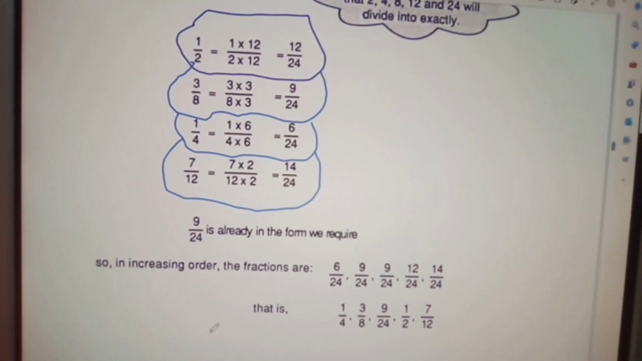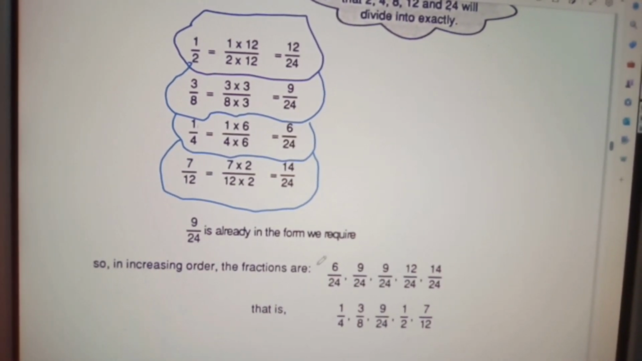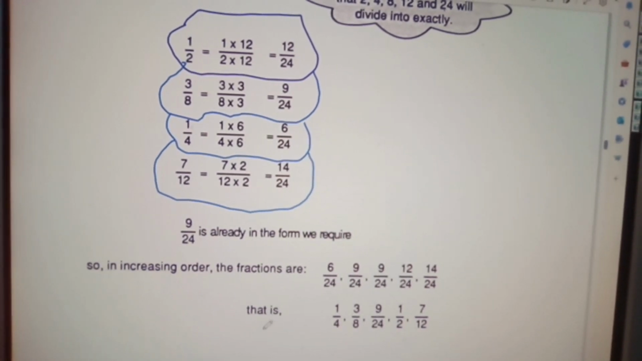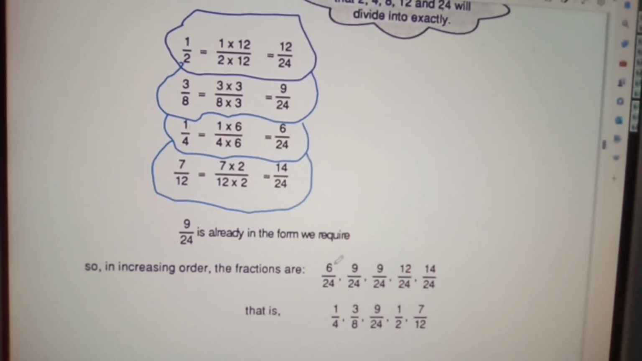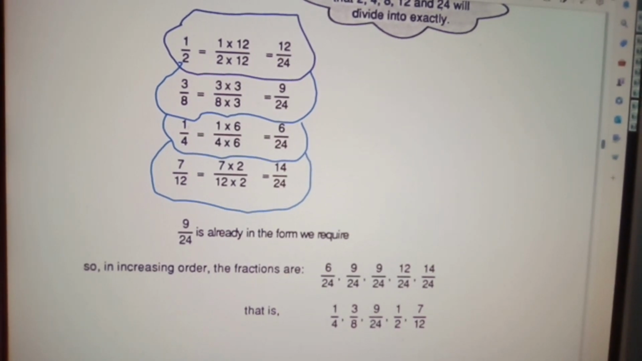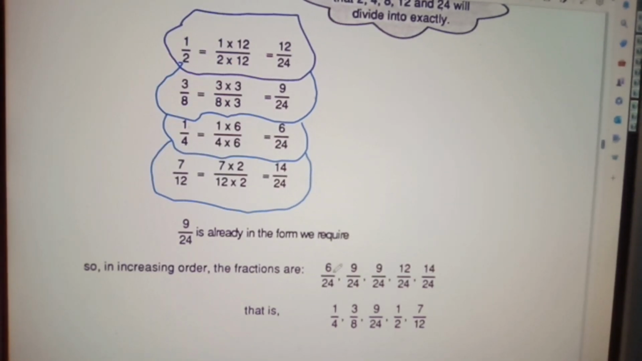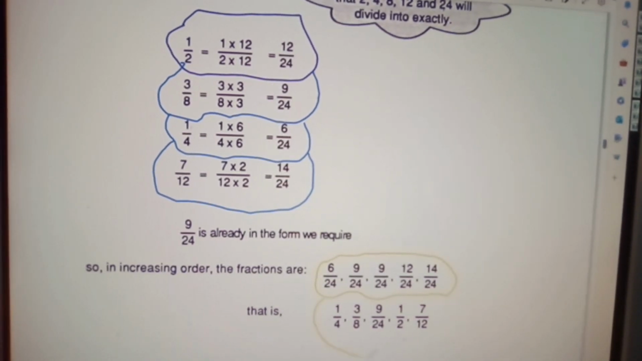9/24 is already in the form we require, so in increasing order the fractions are, and here's your answer now. You can see that there, and we can have our end result here.